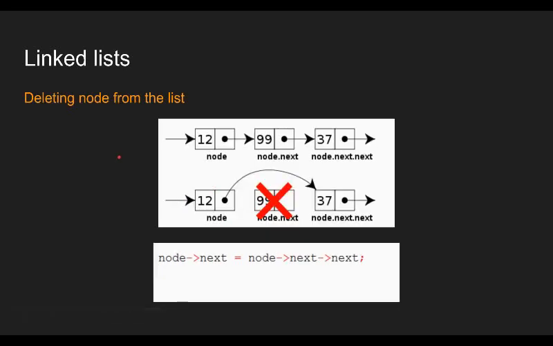So let's say we want to delete this node from the list. We simply keep traversing until we reach the node before it, and then make the previous node's link point to the node after the node we want to delete. So we will make this node.next point to the node.next of the node we want to delete, like we see here.